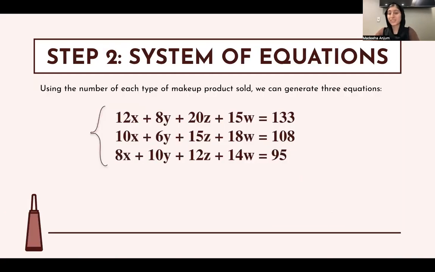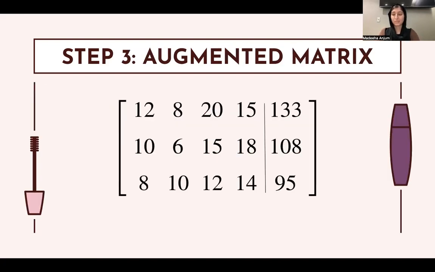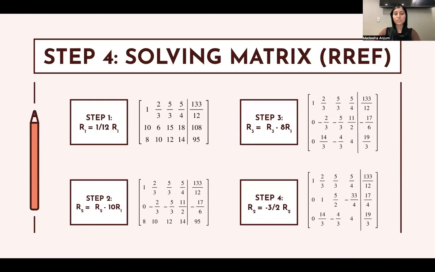We can then form a system of equations using the number of products that Allison sold of each makeup type and setting that equal to the revenue she got from that day, forming 3 equations for this system. We can then plug that system into an augmented matrix that looks as such. What we then are going to do is solve this matrix by converting it into reduced row echelon form to better interpret the solution set.